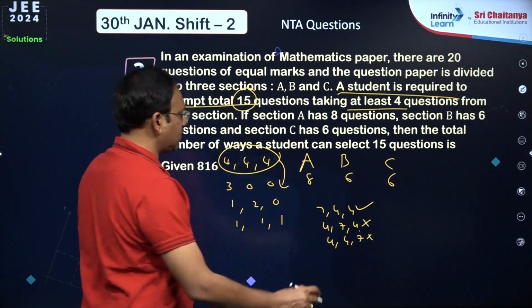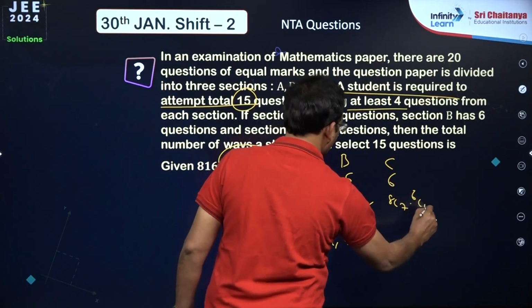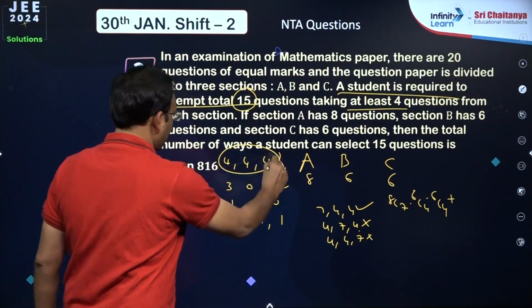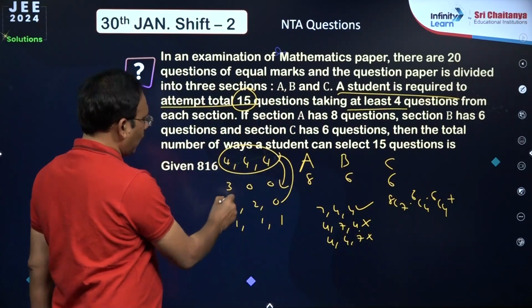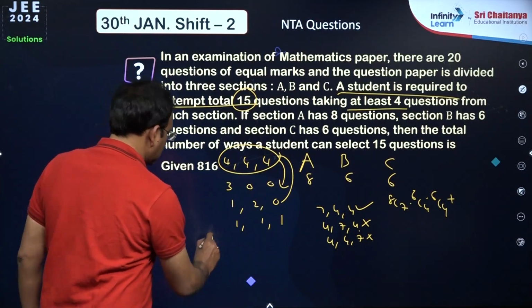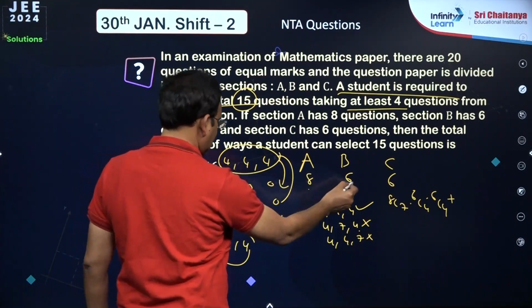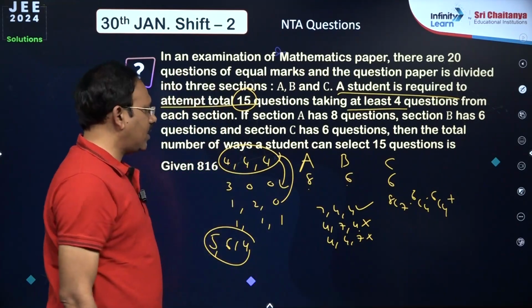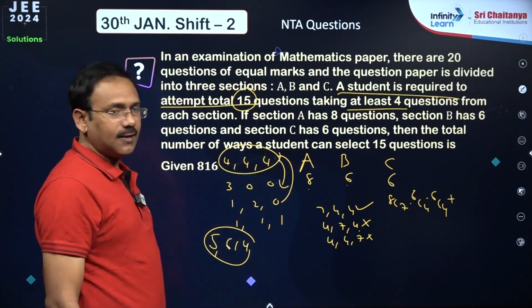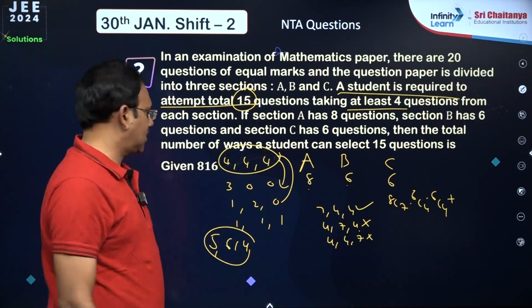Here one selection is possible, like 8C7 into 6C4 into 6C4, plus the next combination, that is 4, 5, 6, 4, 5, 6, 4 combination. 5, 6, 4 means here 5, here 6, here 4, like that different combinations will come. In fact, since 2 6s are there, you will get 3 combinations. You need to count and do, that's it.